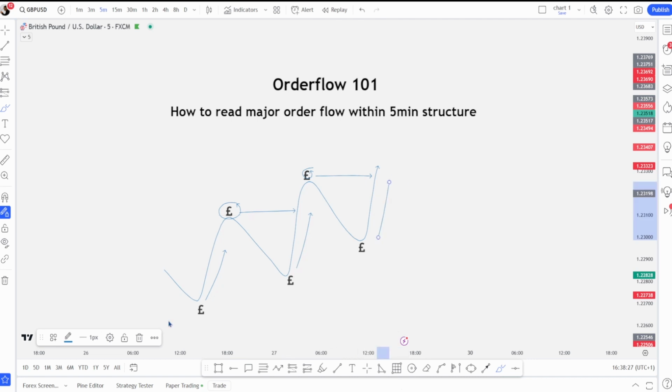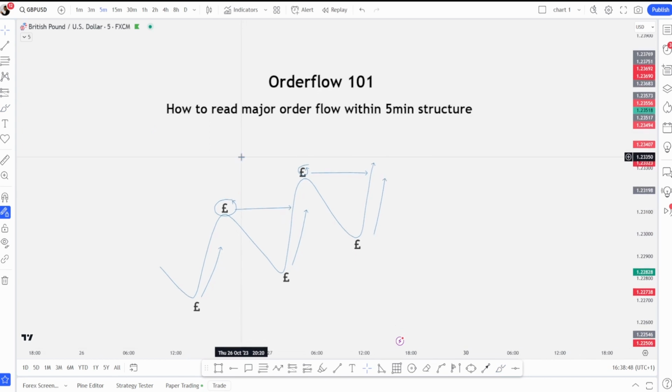Okay, now this is an example right here of a bullish major order flow, and if you were to flip this on its head and reverse it, it would be exactly the same thing, but for a bearish order flow. Okay, now the main principle here is that we are going to show you the difference in how an overall diagram is going to look compared to true price action.